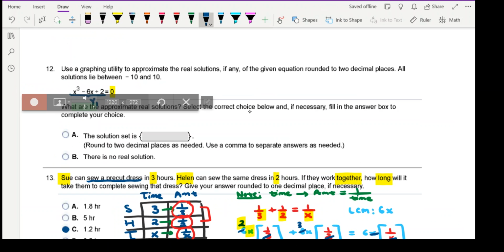So let me go to the graphing calculator, and in y equals, in y1 we'll type in x cubed, so x caret key 3, we'll arrow over to the right to get back down on the ground, and it is minus 6x plus 2. I'm going to hit zoom option 6 for the standard viewing window, and what we're looking for here are the x-intercepts.